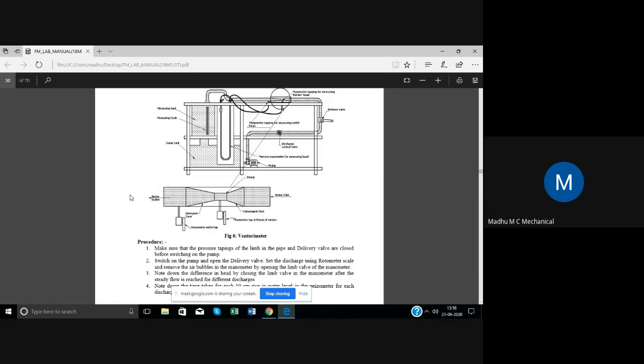But that is a function of the venturimeter and it works on the Bernoulli's principle. And the Bernoulli's principle says that, yes, what does it say? Energy is conserved. Using the Bernoulli's theorem, we can say that energy is conserved and the sum of potential energy plus kinetic energy plus pressure energy is always equal to a constant. That is what we learn from the Bernoulli's principle. So again here what we are going to do, start the pump, allow the water to flow.